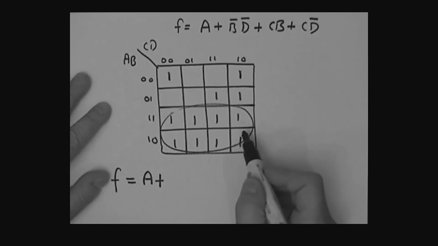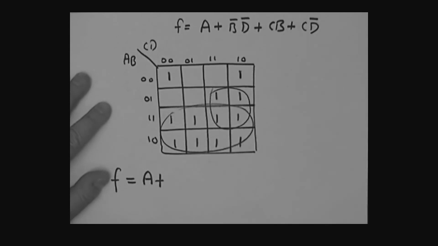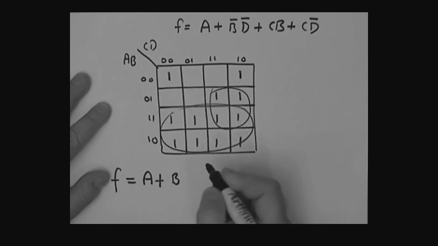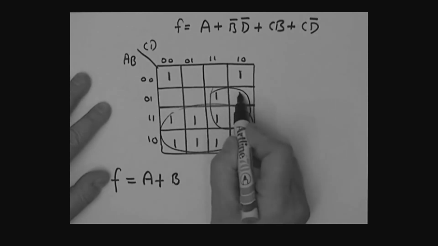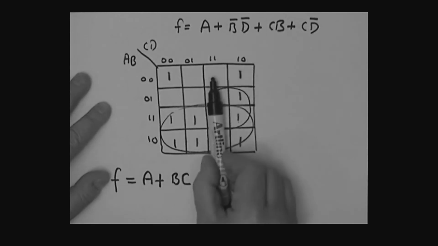All right, so let's think about this a little bit. Look, I can group these guys, can't I? That would probably be all right. Okay, so let's write that product term down. What have we got? B. So let's write that down as B, right? And what is common over here? C. Yep. Is that right? There is C common there.